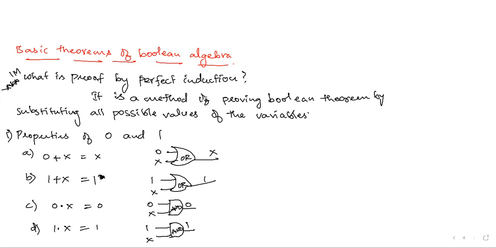We need to see the proof for each and every property. See, for this, how are we going to show the proof? By using the proof by perfect induction. What is meant by proof by perfect induction? By substituting all the possible values of the variables, we are going to prove it. I'll show you the proof. The first one, I'll take 0 or x will be x.